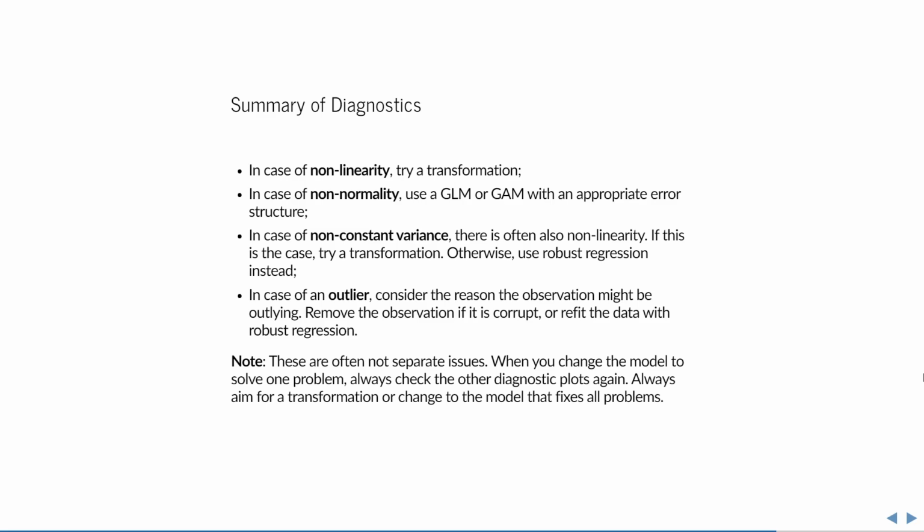Finally, in case of an outlier, the first thing to do is to consider the reason the observation might be outlying. You can remove it if it is a corrupt entry, or you can refit the data with robust regression if there's no reason to remove the outlier. You should also note that even though I've discussed these 4 issues separately, they often aren't separate issues. And when you change the model to solve one problem, this will affect all of the diagnostic plots, so you should check the other ones again. And you should always aim for a change to your model or a transformation that fixes all problems at once in the diagnostic plots.